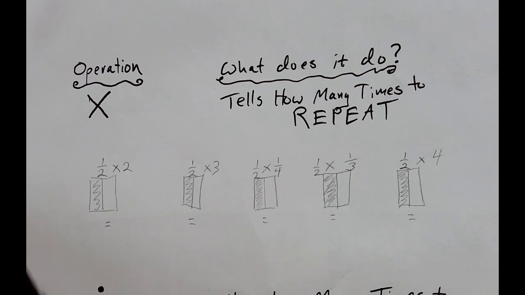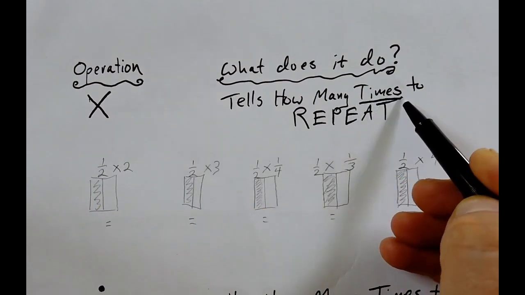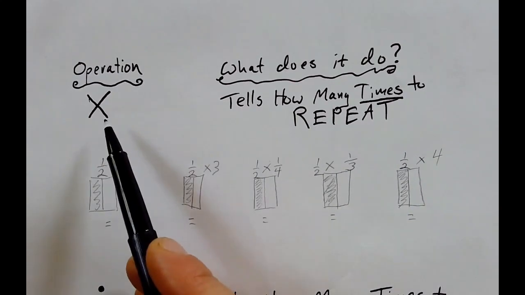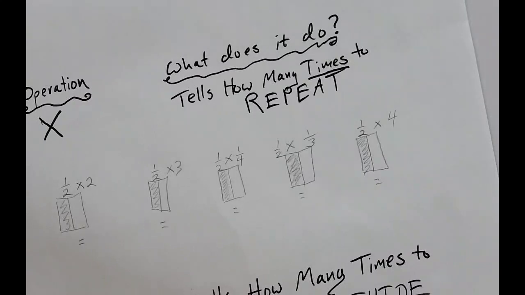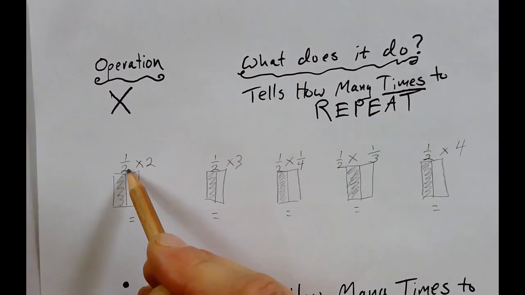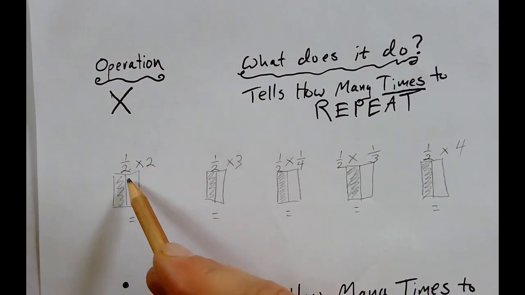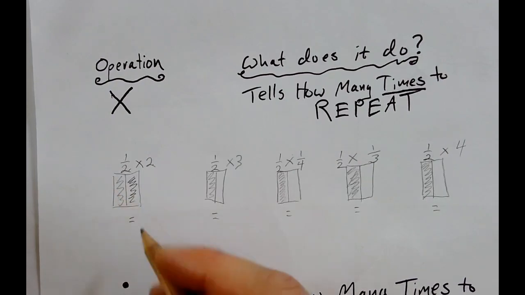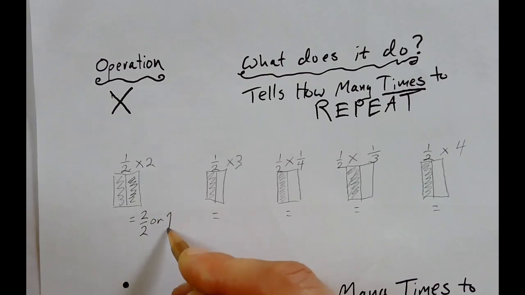A good way to think about multiplication is to think of it as the word times. And when you see a multiplication sign, it tells you how many times to repeat something. So right here we have 1/2, and we're going to repeat it 2 times. So here's my 1/2, and let's repeat it. And now we have it 2 times. How much do we have? We have 2 halves, or 1 whole.